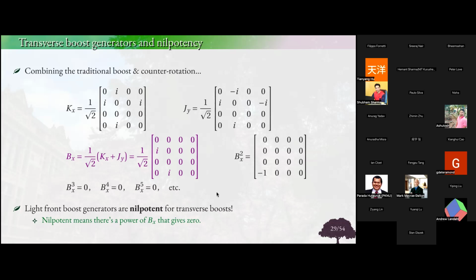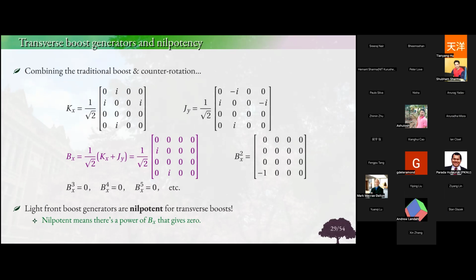And if you square this matrix, instead of getting something with two non-zero components, you get something with one non-zero component. If you cube it, then you get zero. All the components become zero. So obviously fourth, fifth, sixth, and so on powers are also zero. So the technical term we use for it is that this generator is nilpotent. That means there's some power of it that will give zero. And this power in this case is three.